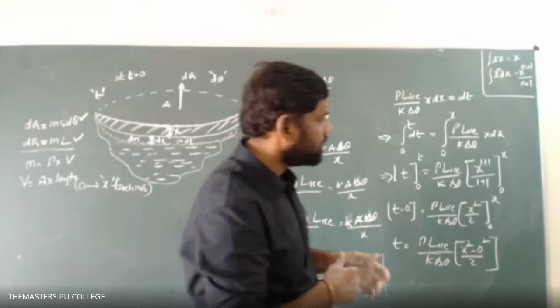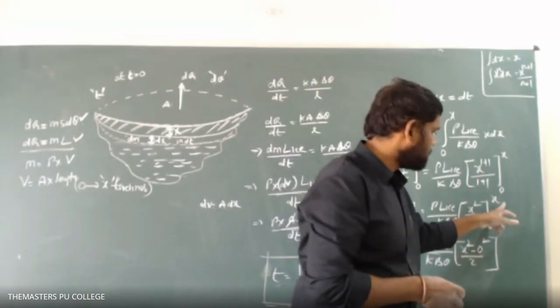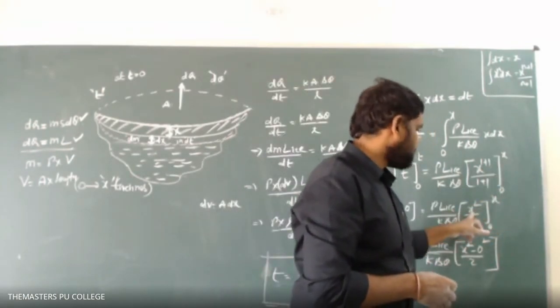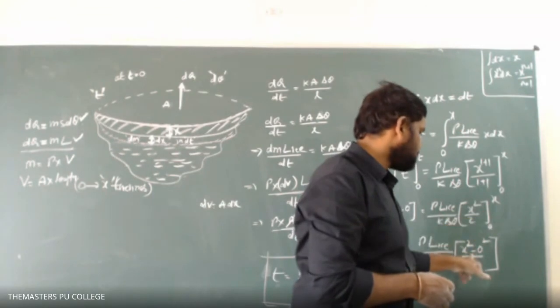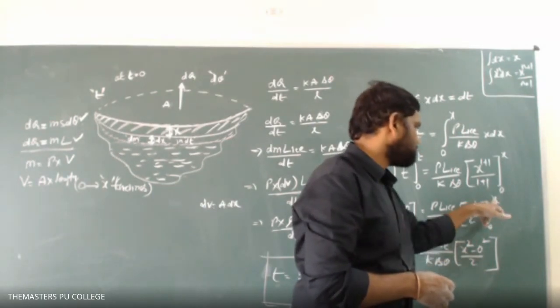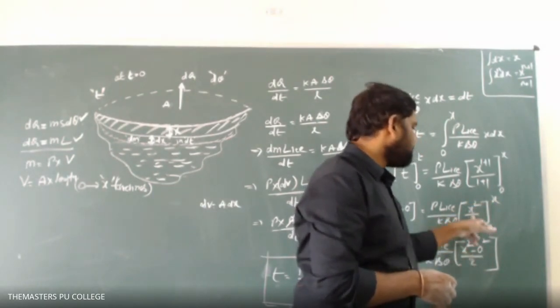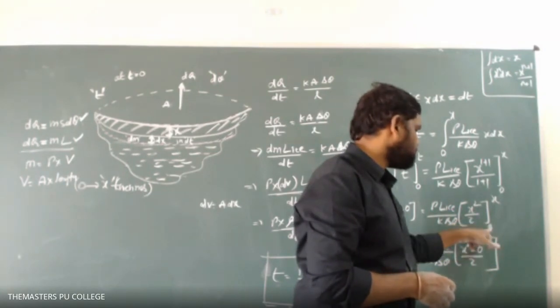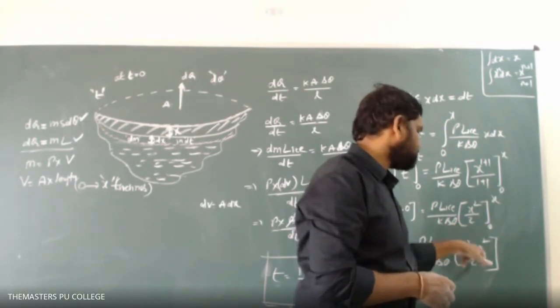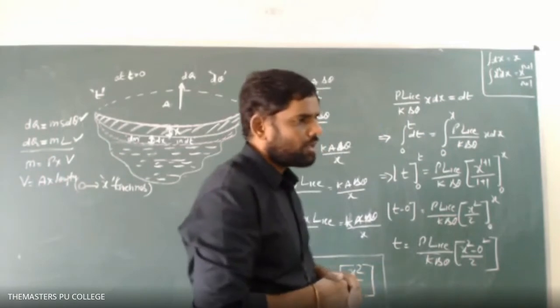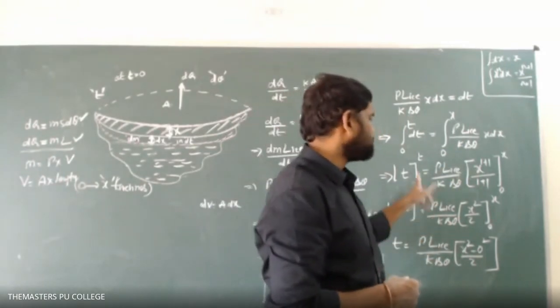Which one? First, upper limit x square minus lower limit. In place of x, we should put the upper limit x square, minus the lower limit, which means in place of x, 0 square. x square minus 0 will be x square now.